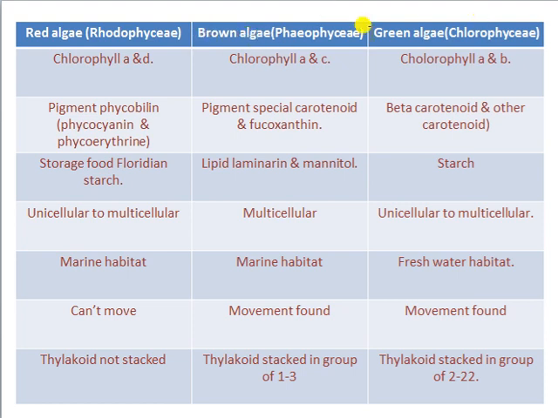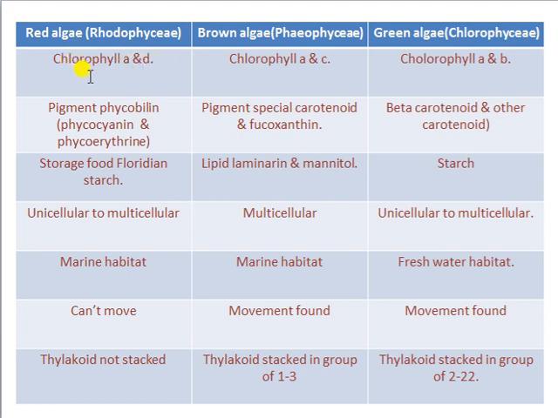So these are the three different classes of the algae commonly found. Red algae can also be called Rhodophyceae, brown algae can be called Phaeophyceae, and green algae can be called Chlorophyceae. So let's see whatever differences are present amongst these specific types of algae categories. Keep it in your mind.